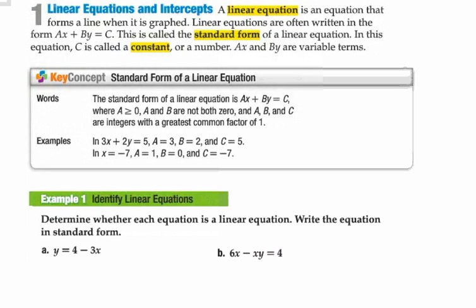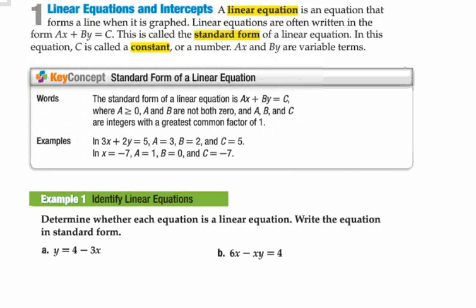All right, as in the introduction, we talked about that linear equation. It's an equation that forms a line when it's graphed. One way to write a linear equation is in standard form, where it has ax plus by equals c. Looks kind of fancy, but understanding that a and b are coefficients and c is just a constant number. So basically, it just means that our x and our y values are on the same side. They show you the words there. They give you some examples. Again, stipulations are that a and b cannot both be 0, and they have integers with the greatest common factor of 1, which means no fractions.